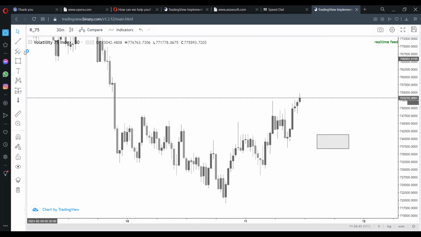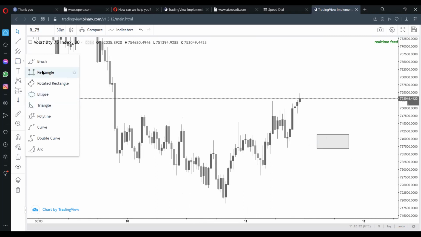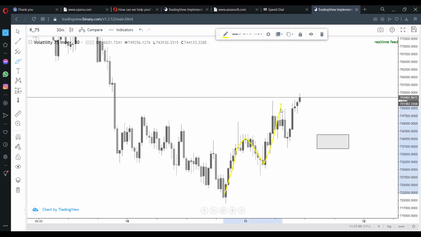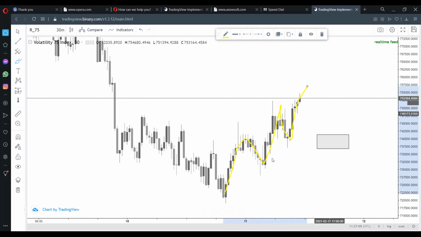Right now, what we can see right here is that we are anticipating higher highs and higher lows. Look at here. It pushed a high, low, high, low, and then we have a high here.